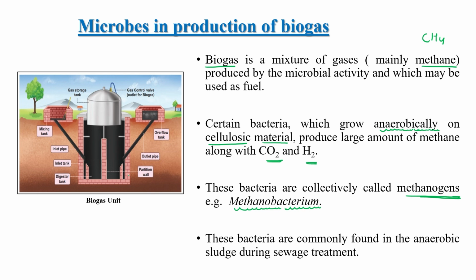As you can see, this is a picture of a biogas unit. A mixture of gobar and other cellulosic material is passed into this biogas unit, and after digestion, this is the gas outlet for biogas. This is a mixing tank, and this is the overflow tank. If the content is more, it will come out from this direction. This is the digestion tank, where digestion of the cellulosic material goes on.